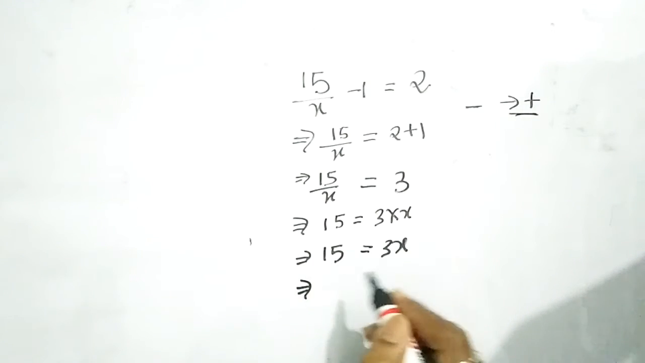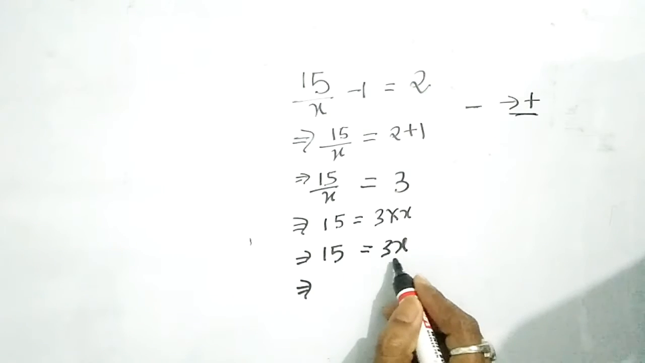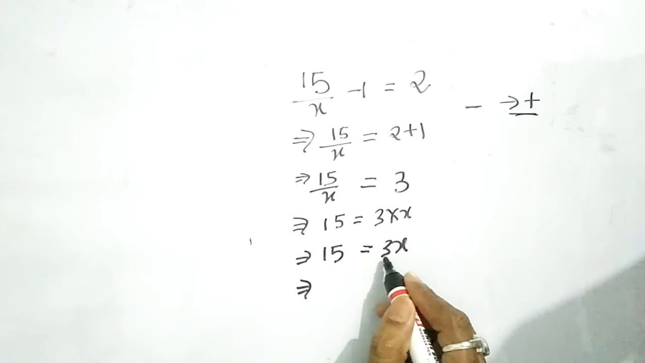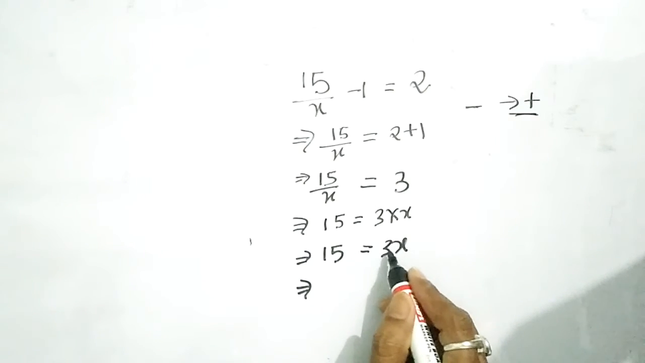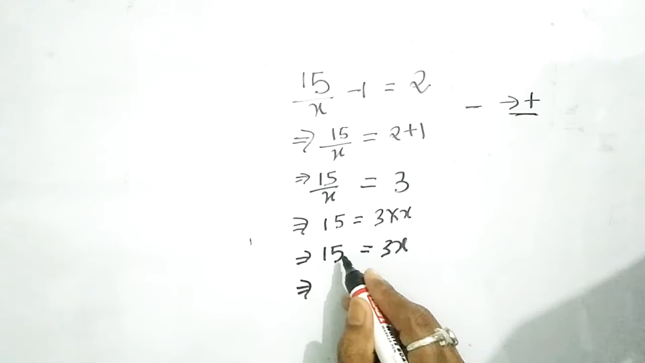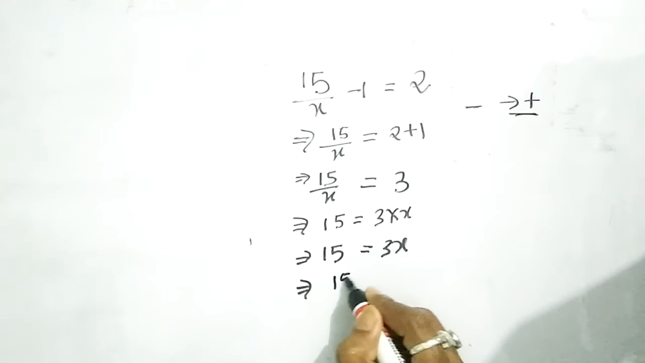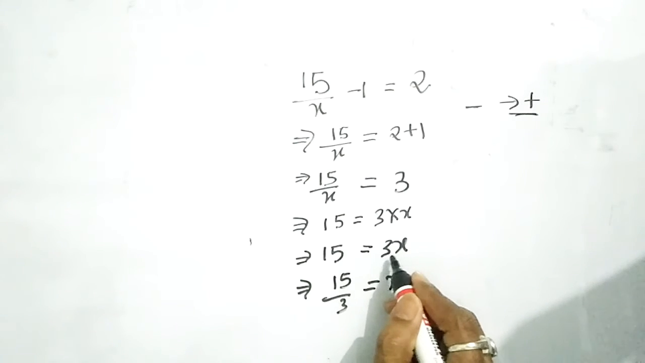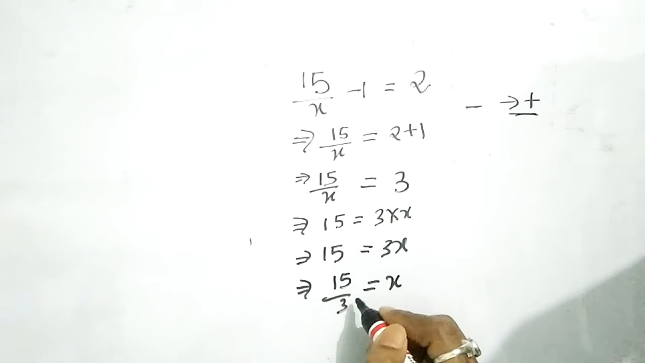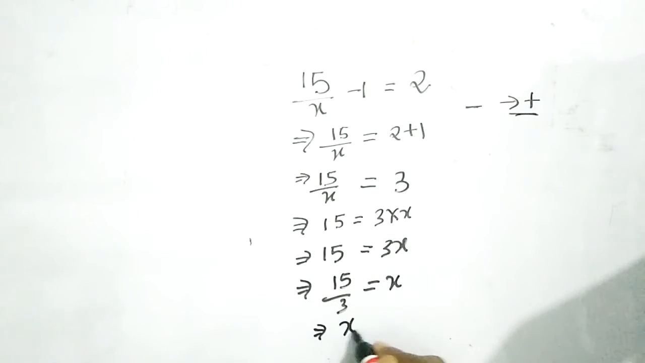Now in this case what to do? This 3 is assigned with x, that means now this 3 we have to remove. How can we remove this 3? 3 is multiplied with x. So when this 3 is shifted to the left hand side it will be divided, because 3 is multiplied with x in this step. So the answer will be what? x equals 15 by 3, means 5.